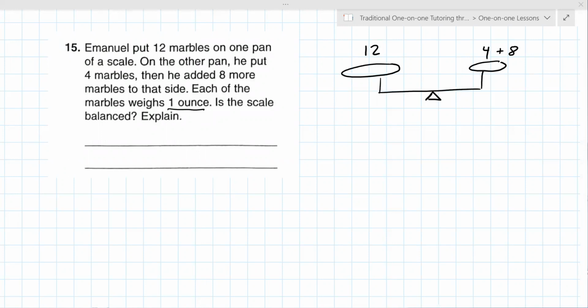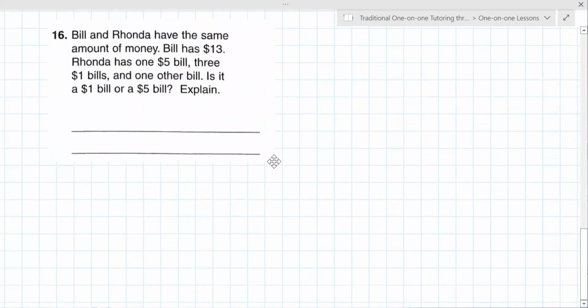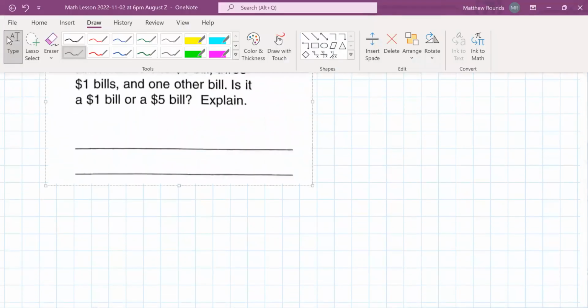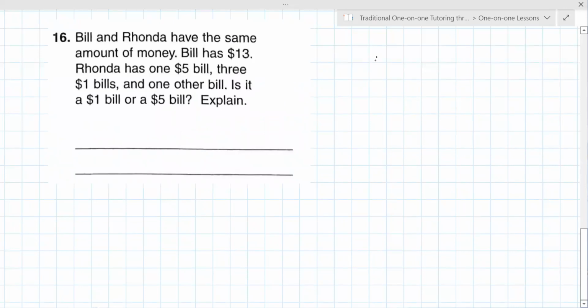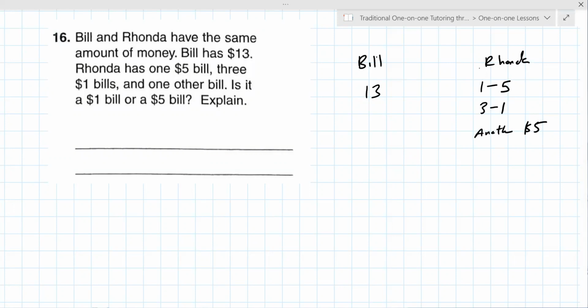All right, so let's try this one here. Bill and Rhonda have the same amount of money. Bill has $13. This is where I think, here's Bill, here's Rhonda. Rhonda has 1 ten-dollar bill and 3 one-dollar bills, so she's got 5, it would be the 5 bills. And the other one, what's the other bill? There's another 5. Making a list there would help.